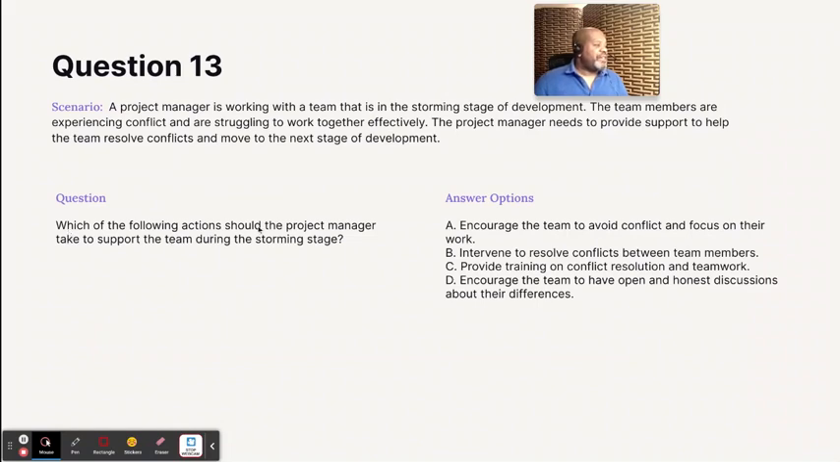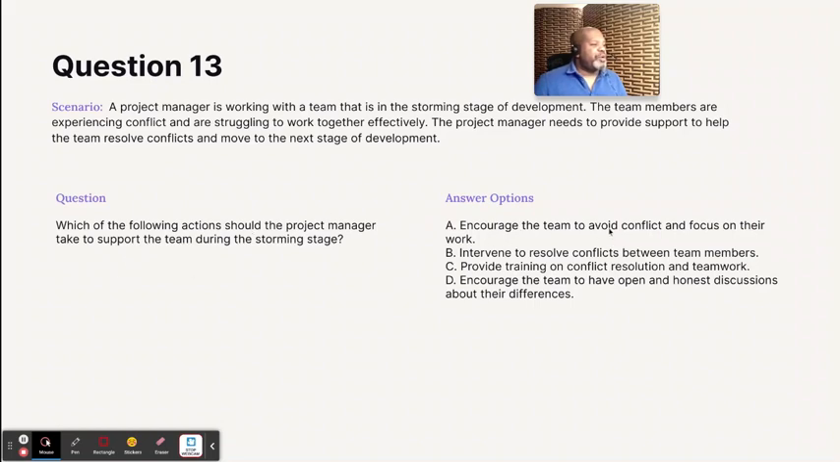Which of the following actions should the project manager take to support the team during the storming phase? So we saw the last time, storming is when there's conflict. Yeah, because they're just getting to know each other. This person thinks this is the right thing to do. This person thinks that's the right thing to do. And you, as the project manager, need to set up an environment where people feel safe. Project manager. So, that being said, the project manager needs to provide support to help the team resolve conflicts and move to the next stage of development. How do we do this?